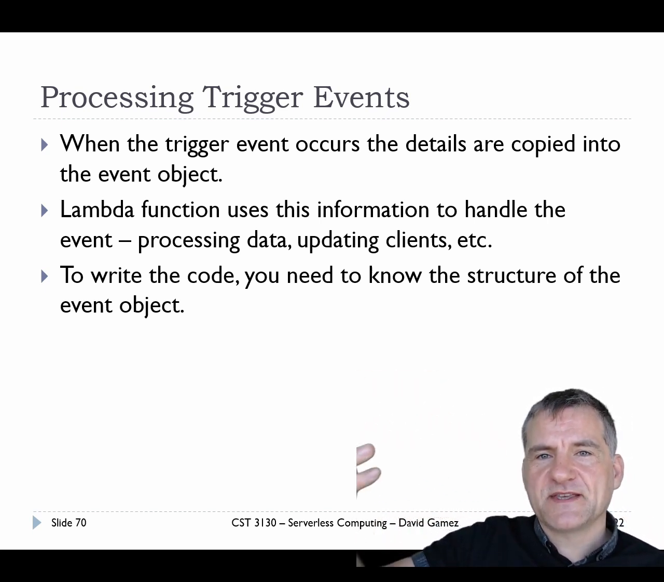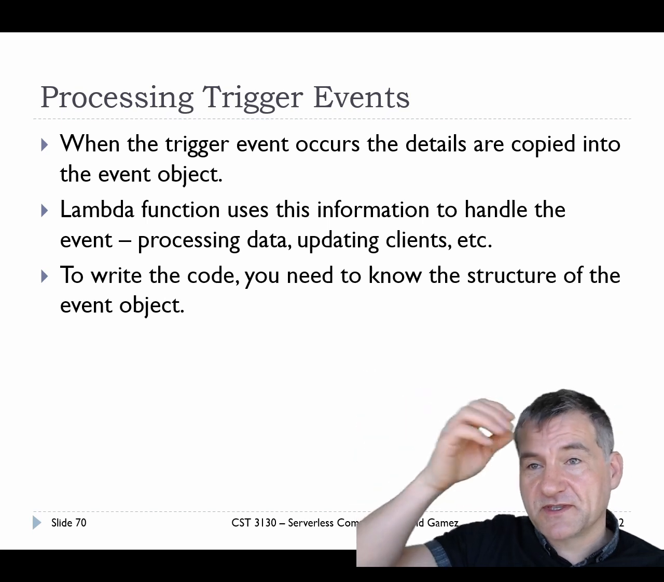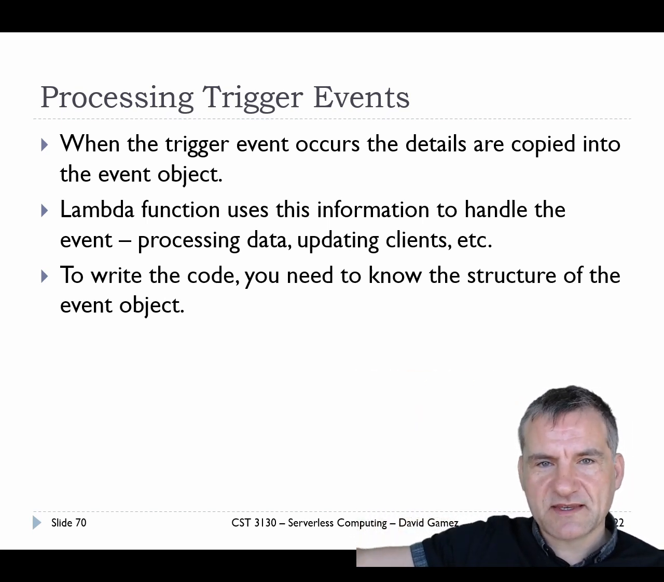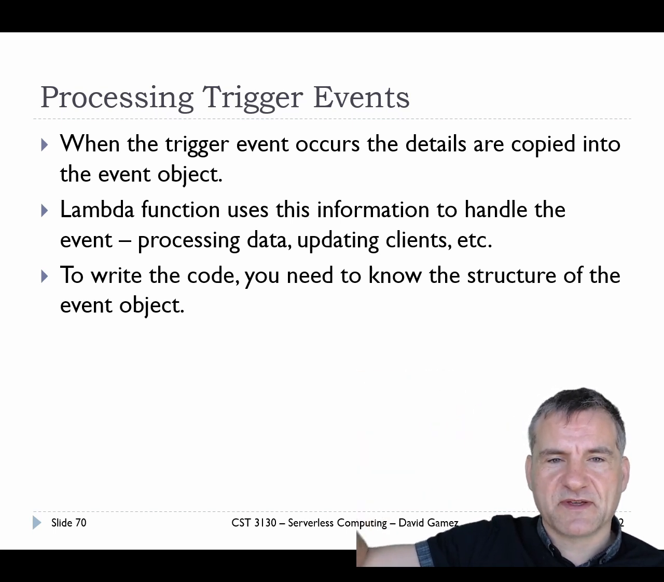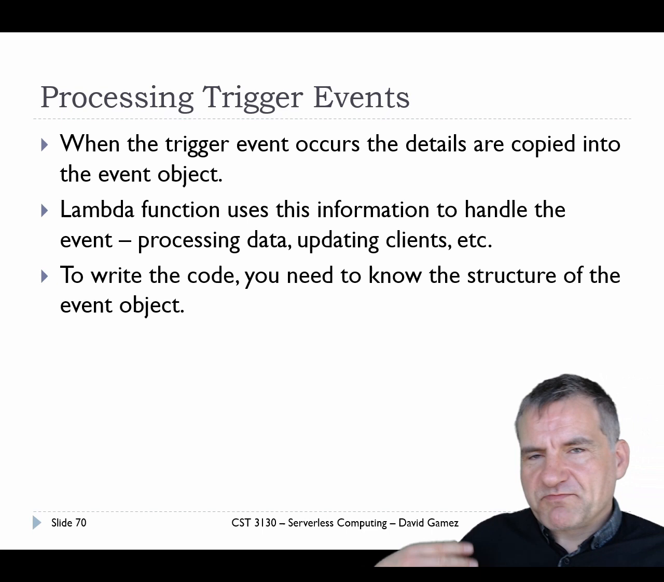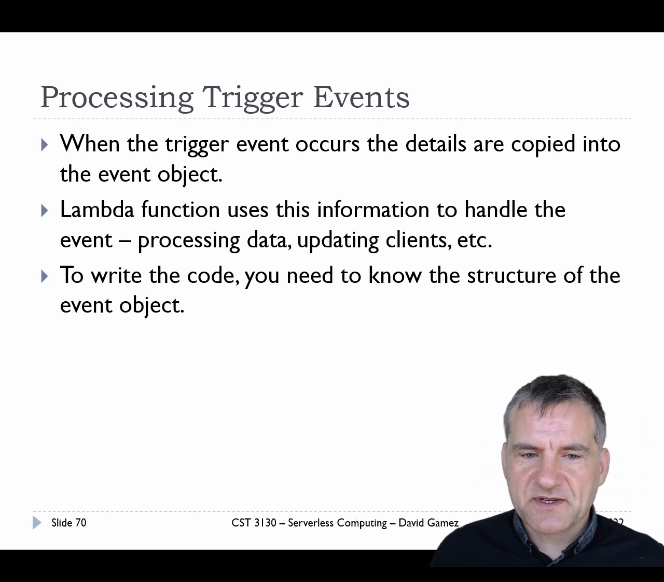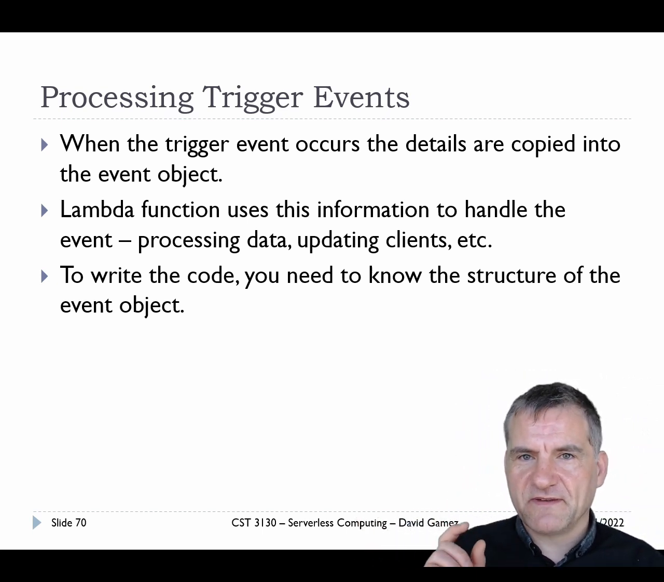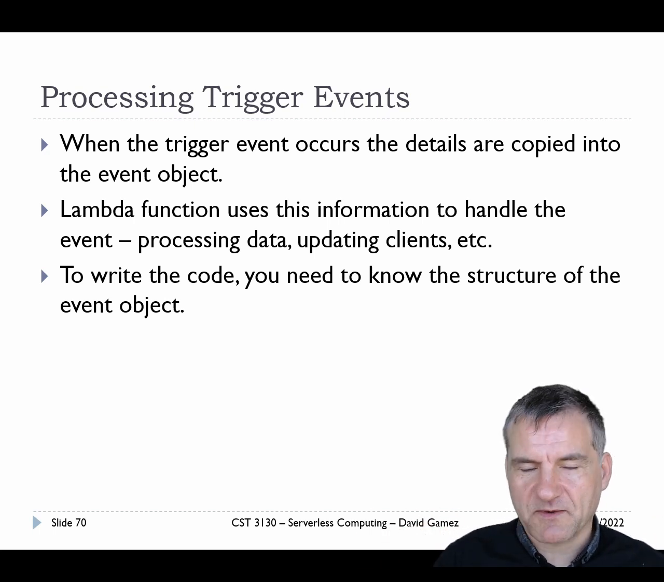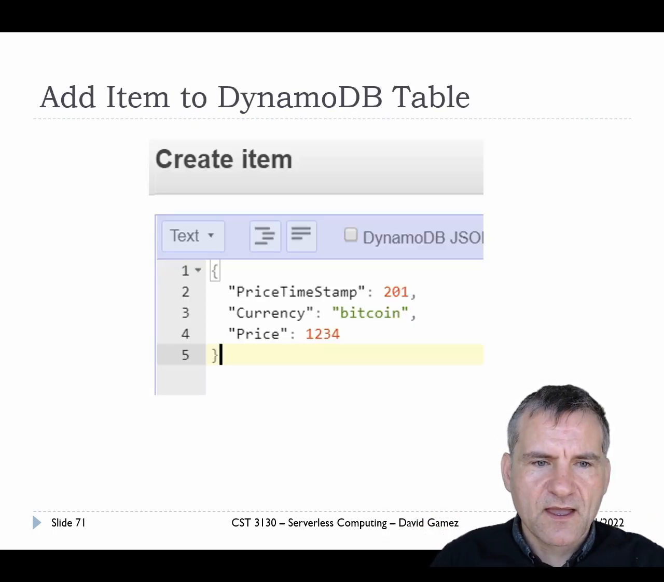So in the case of sentiment analysis, for example, whenever the Twitter data changes, we want to take that text data, convert it into a sentiment analysis, and then store that sentiment analysis in the cloud. In order to process the changes that have happened, we need to understand the structure of the event object and probably run some tests on our code to make sure it's extracting the data that we want it to extract.